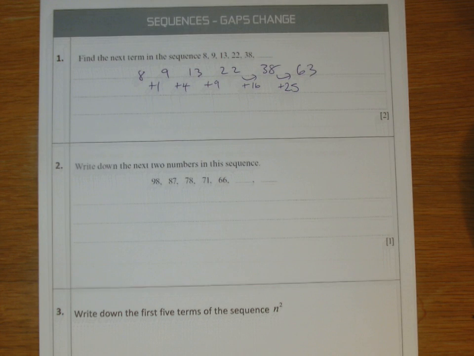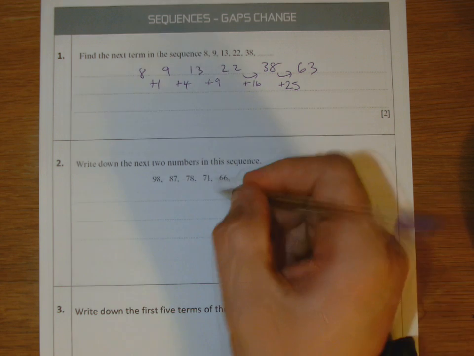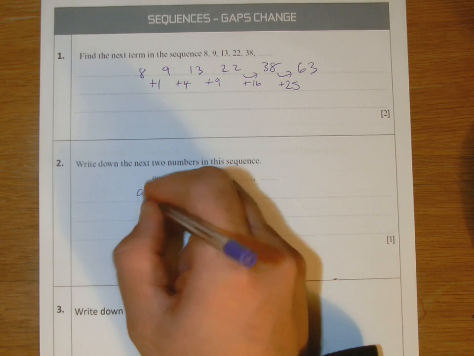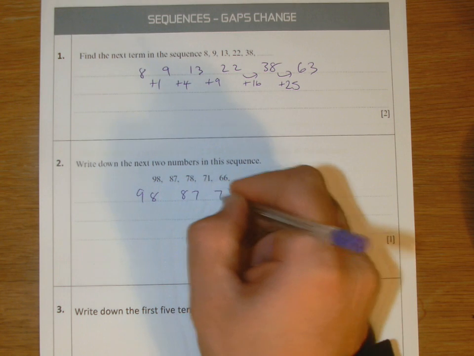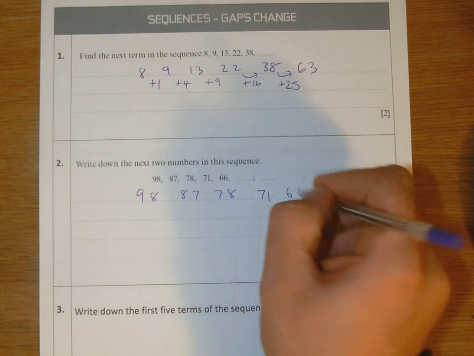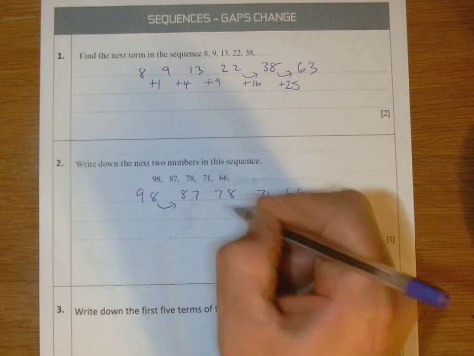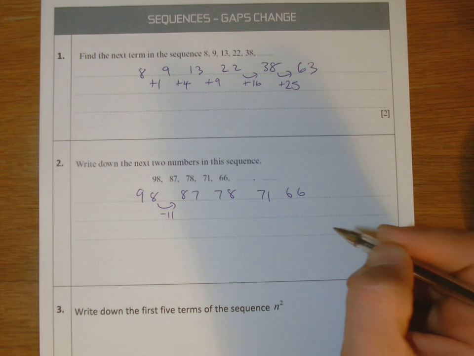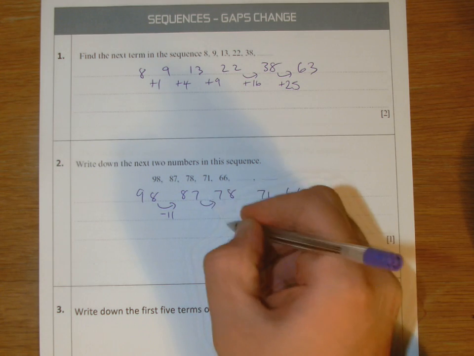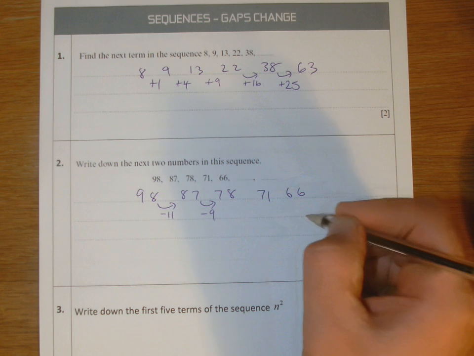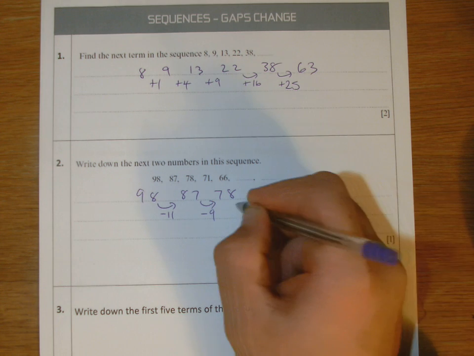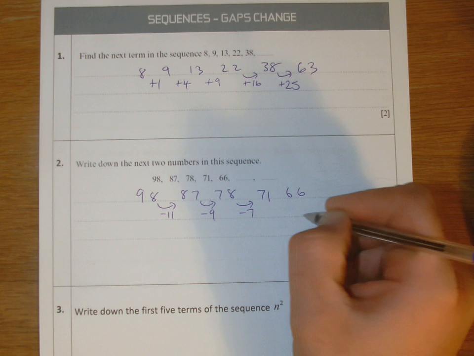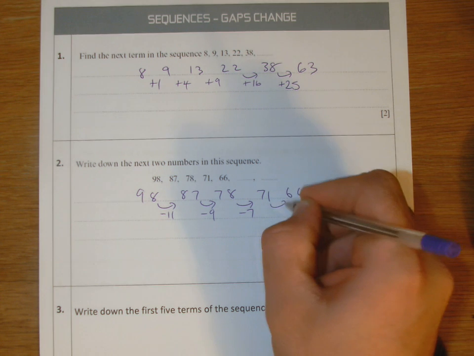Question 2, write down the next 2 numbers in this sequence. Well, if we look here, again I'll write them out, there's more room. If we look at that gap there, I think here we're taking away 11, aren't we? And then here, we're taking away 9. Here we're taking away 7. Here we're taking away 5.